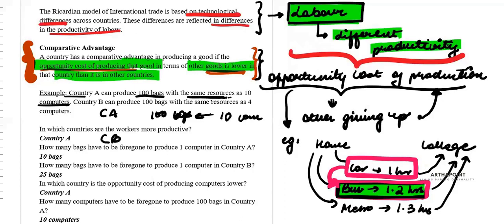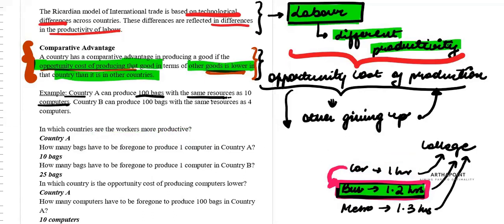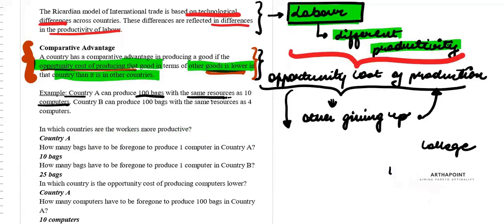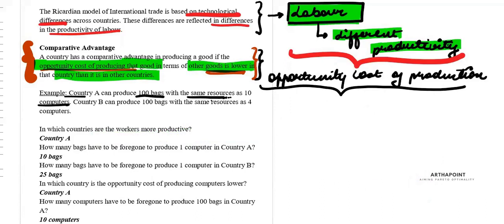Country B, when it gives up 4 computers, is able to produce 100 bags. So country B just has to give up fewer computers to produce the same amount of bags. So it has a lower opportunity cost and hence has a comparative advantage. So this is what we are going ahead and checking.